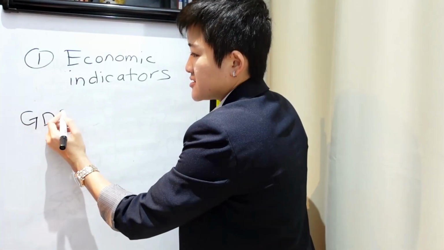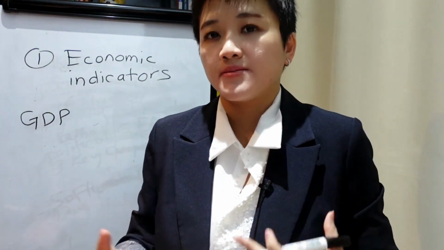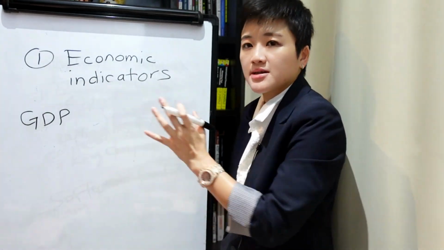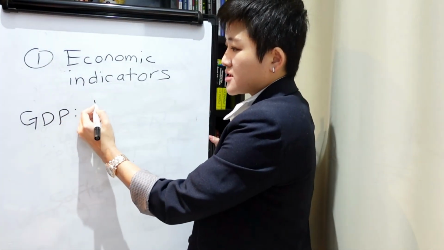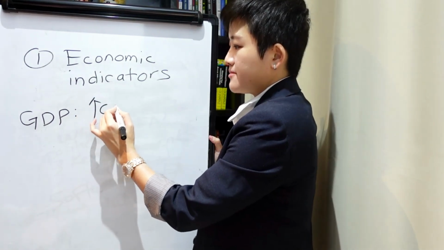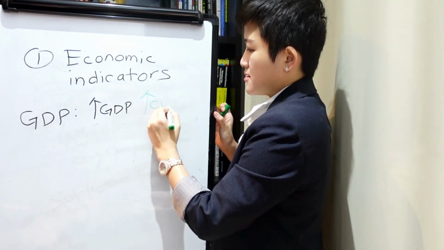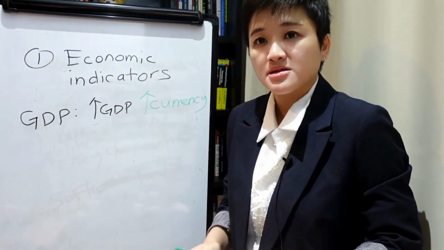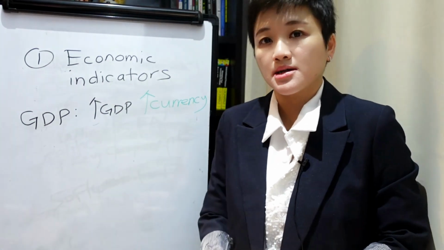First one is GDP, gross domestic product. Basically, it measures the economic growth rate of a certain country, and hence it's going to affect the currency. How does it affect the currency? To put in simple terms, the stronger the GDP, the stronger the currency. Okay, this means that the weaker the GDP, the weaker the currency.